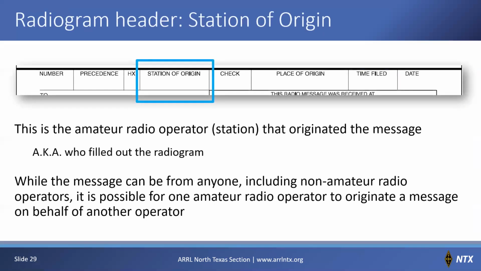Okay, let's keep going. Station of origin. This is the station that is filling out the blank radiogram for the first time. And this is the station we would come back to if we have questions about this piece of traffic. So the message could be from anyone. It could be from a family member that doesn't have their amateur radio license, or anything like that. Think the welfare traffic, right? But the station that's filling it out for the first time, that's whose call sign goes here. And then if there are any questions about it or any service messages, they're going to come back to the station of origin. So if you're filling this out for the first time, it's you.